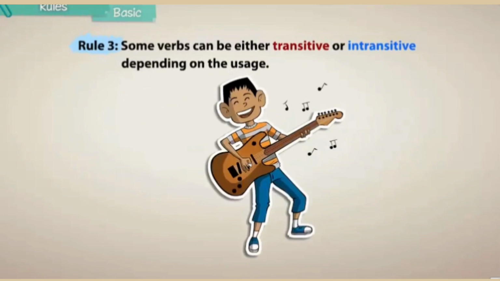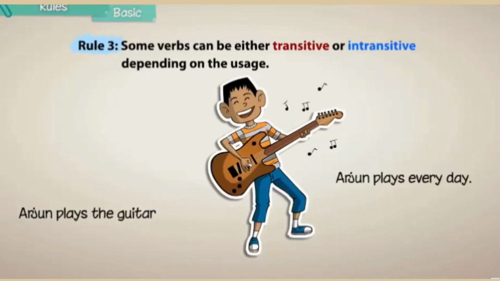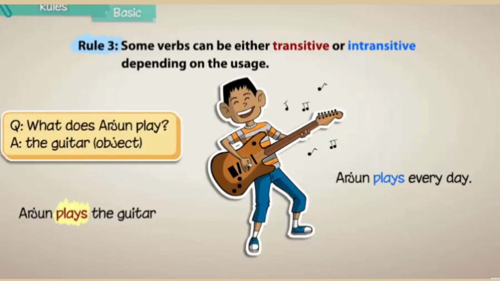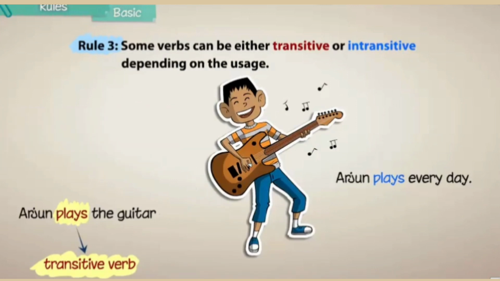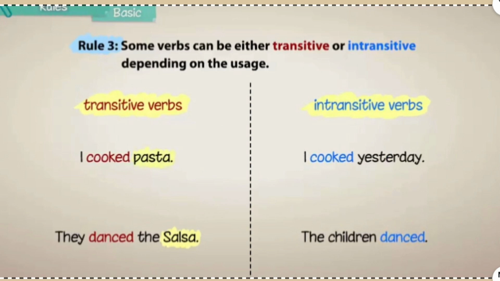For example, notice that the verb here is the same in both sentences. Yet, in the first sentence, there is an object and so plays is a transitive verb. The second sentence has no object and so here the verb plays is an intransitive verb. Here are a few more examples of how the same verbs can be used transitively or intransitively.